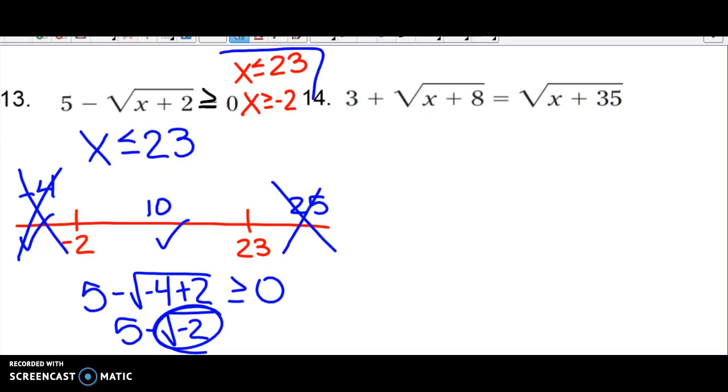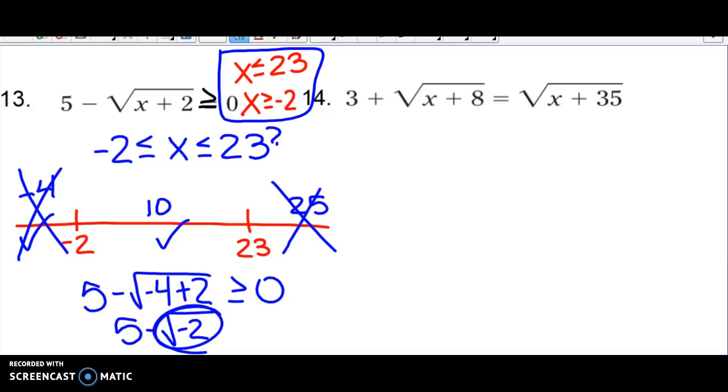All right, so our answer really is just that. But if you want to write it as one compound inequality, you're going to do -2 less than or equal to x less than or equal to 23. That works.